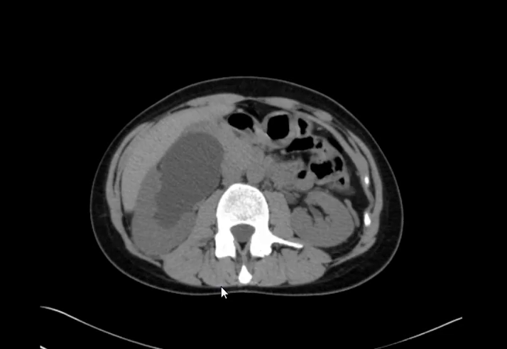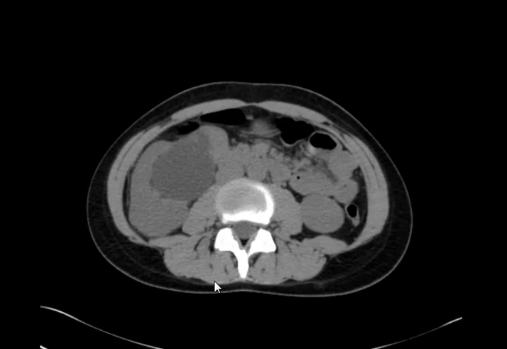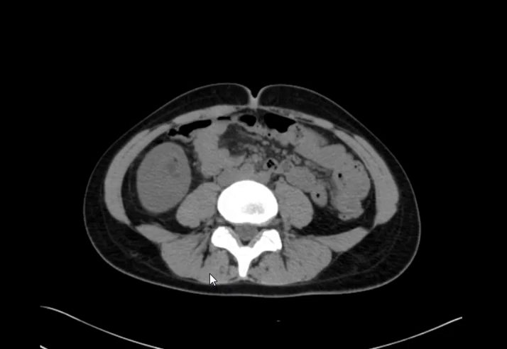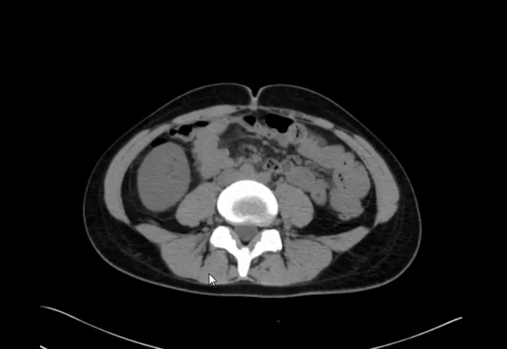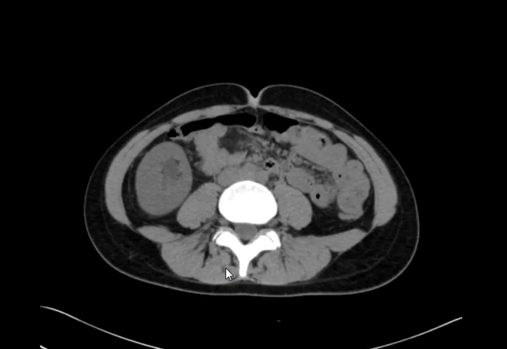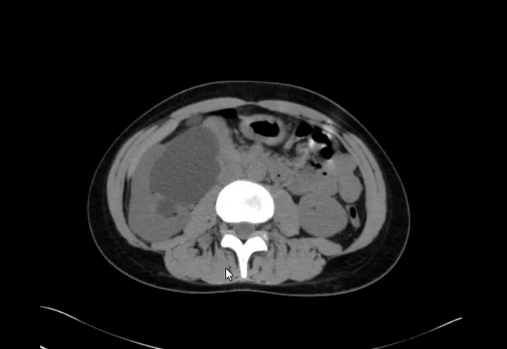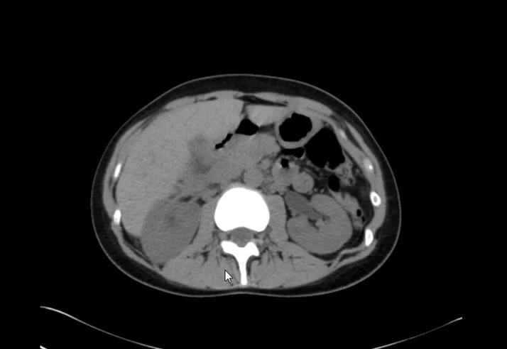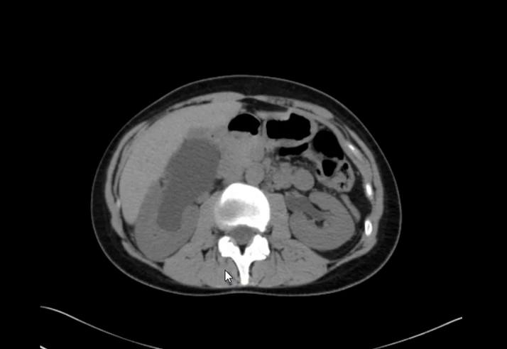This is the image that is available. Just hydronephrosis. Just hydronephrosis, so there is no hydroureter. So can you have a stone without hydroureter, just hydronephrosis? Yes, we can.